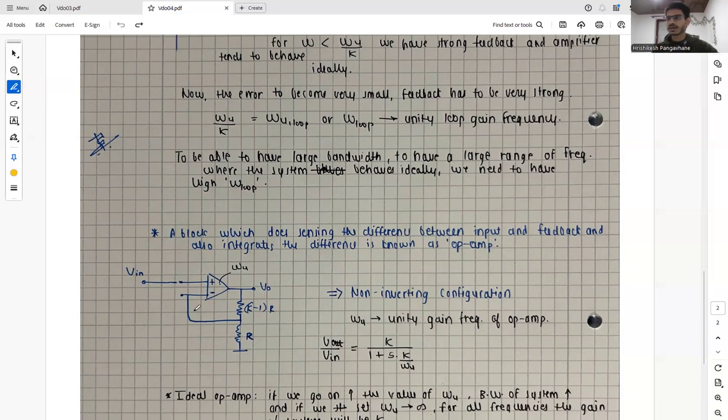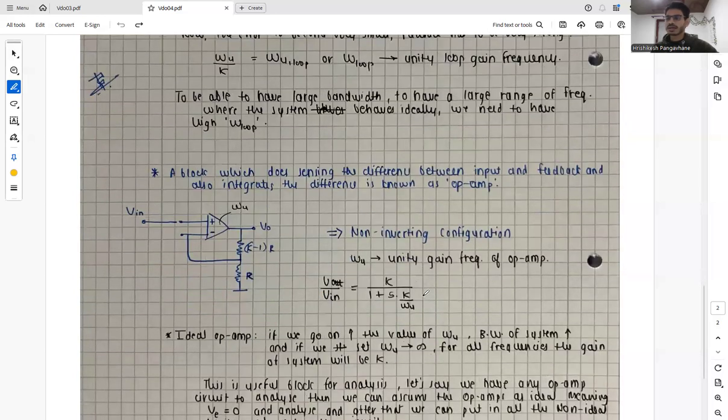So the configuration over here is a non-inverting configuration, where the op amp itself has a unity gain frequency, which is omega u. And as we have designed our negative feedback system, so let's say this is our negative feedback, and we are familiar with this resistive divider. So the transfer function comes out to be k by 1 plus s times k by omega u.